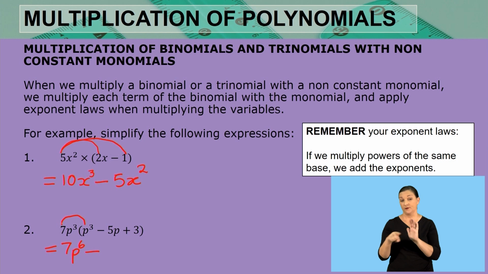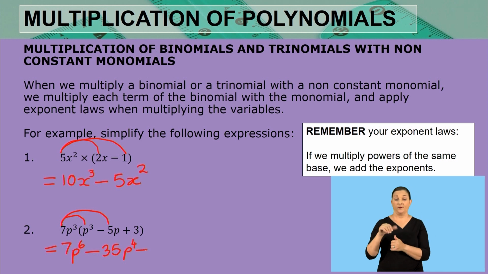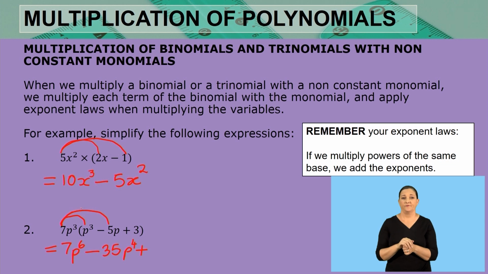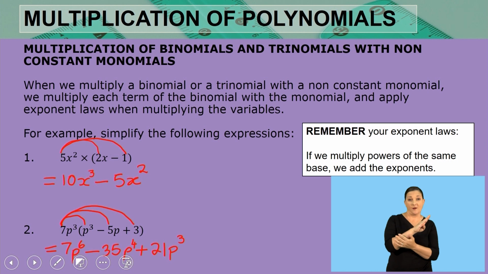Then we are subtracting. We are going to multiply 7 multiplied by 5. That is 35. And the p cubed multiplied by the p is going to be p exponent 4. Then we are going to add the 7p cubed multiplied by 3. 7 multiplied by 3 is 21. And the variable, we are just going to leave it as it is, and that is a p cubed. So that is how we multiply either a binomial or a trinomial with a non-constant monomial.